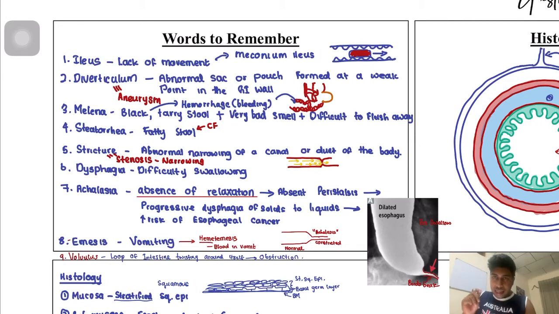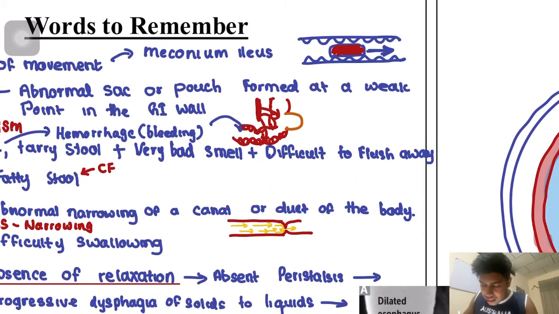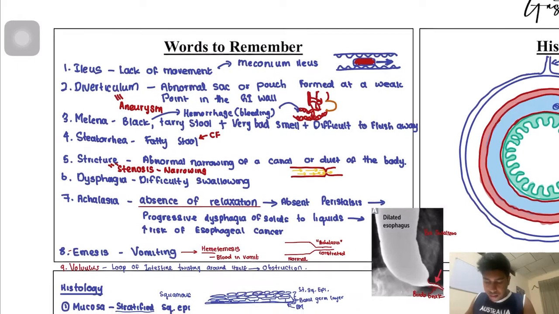What is an ileus? We learned this for respiratory pathology under meconium ileus. That means it's a lack of movement. So in this condition, the stool in meconium ileus, the first stool of the baby, is not moving across the GI tract. It's a surgical emergency.